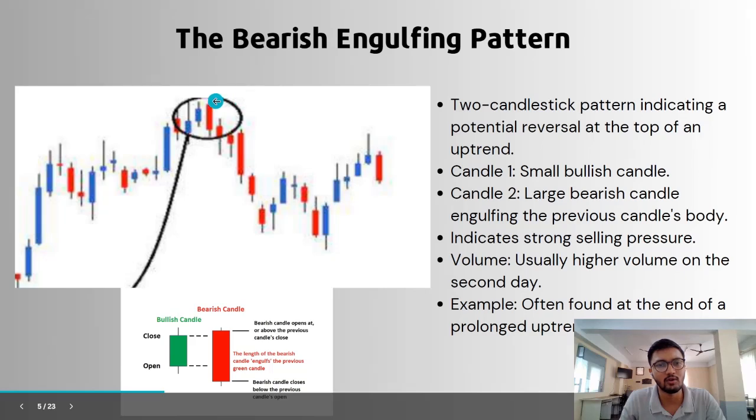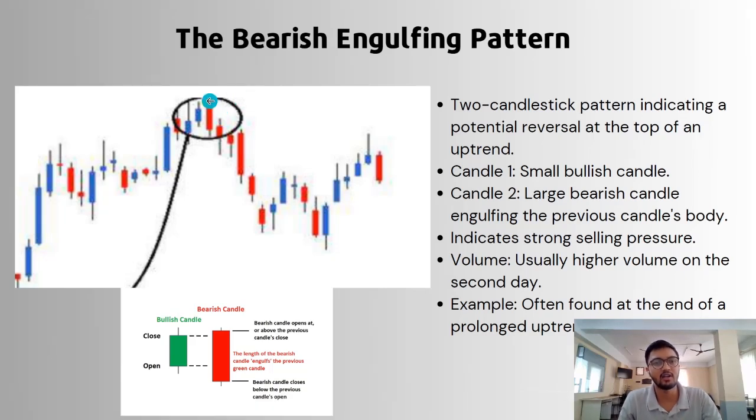So this would be the stop loss, and obviously the pattern would have failed if the red candle, or this particular next candle, had given a closing above the closing of the green candle. So this is about the bearish engulfing pattern. I told you how to take trades.